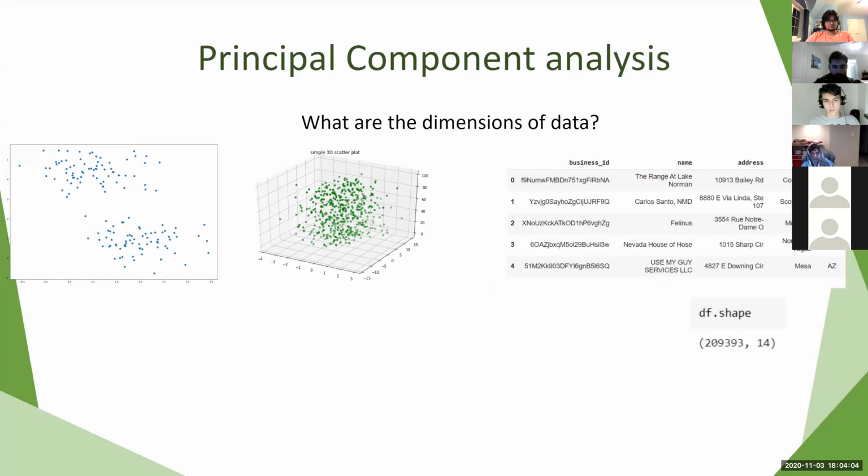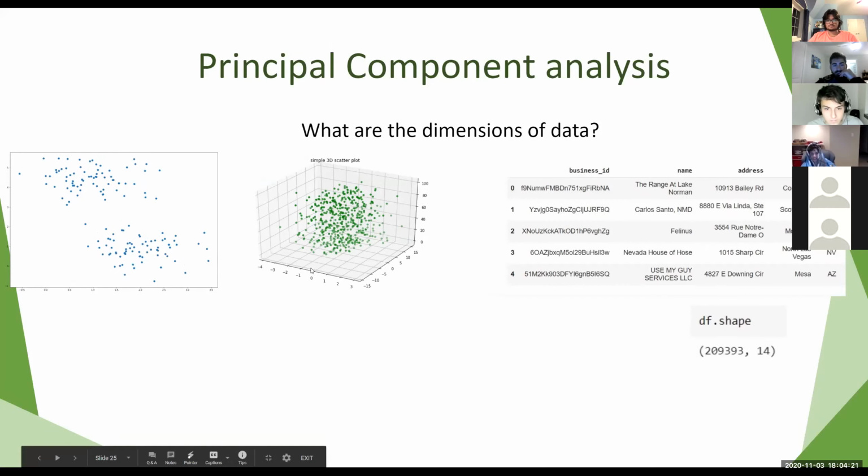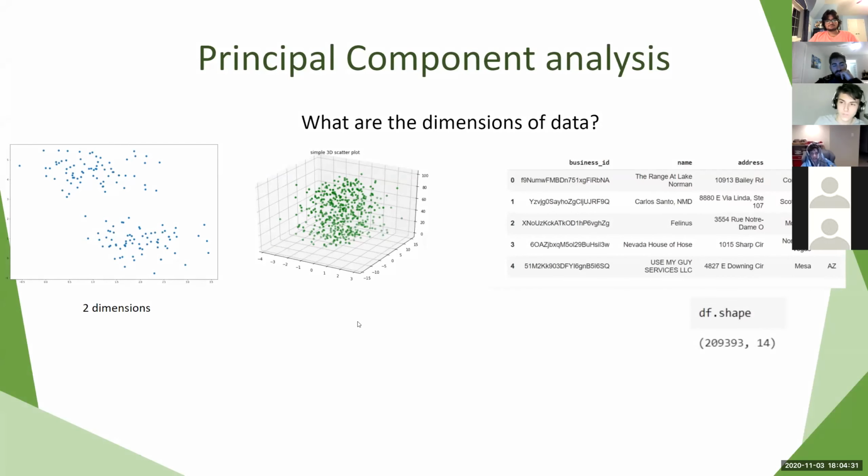What are the dimensions of the 3 data sets that are in front of us? Who can say what the dimensions are for the one on the left? How many dimensions are there? It's 2D. So this one has 2 dimensions. And obviously the one in the middle has 3 dimensions. But what about this one? How many dimensions does our Yelp data set hold?